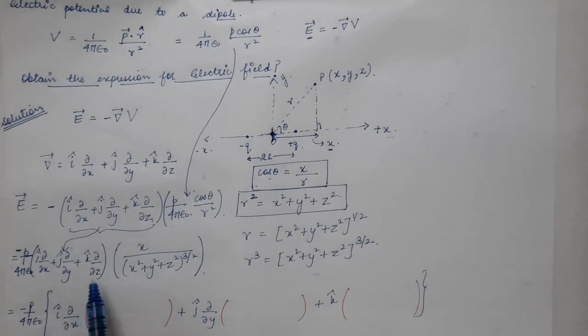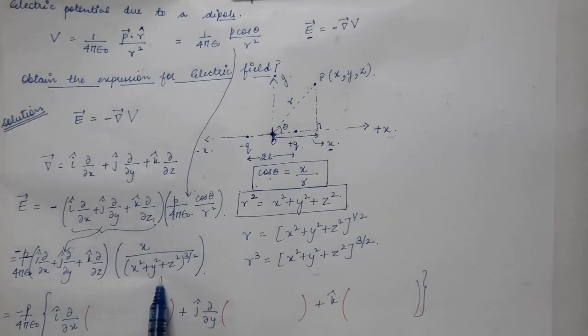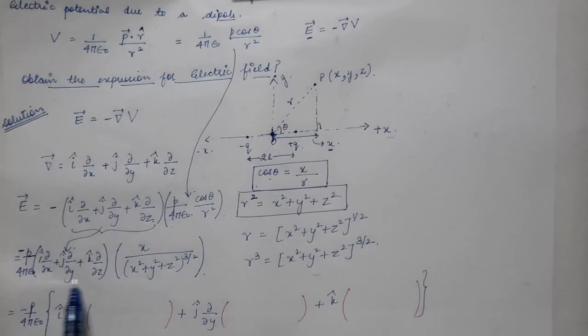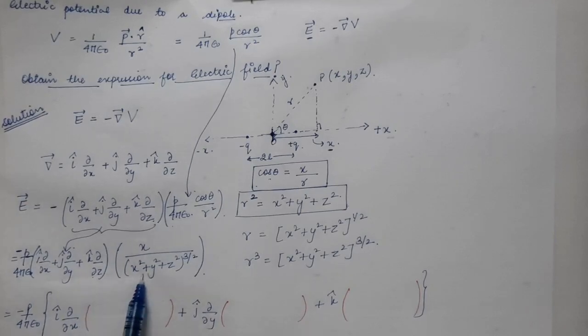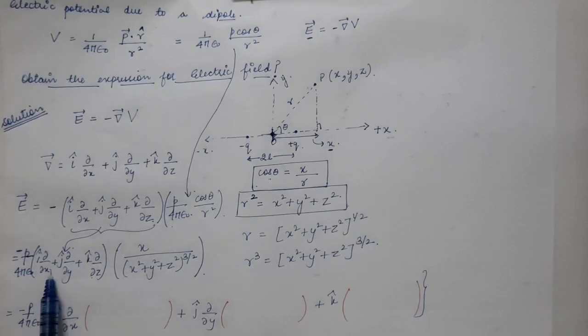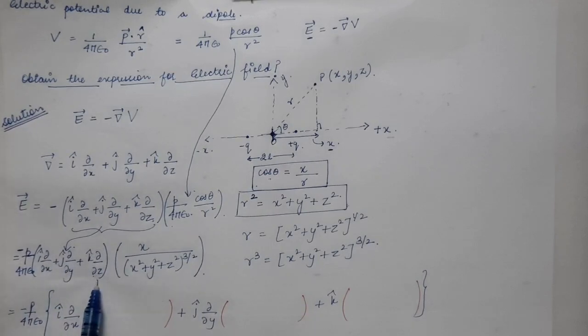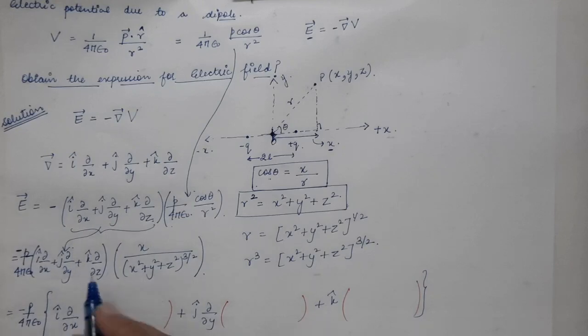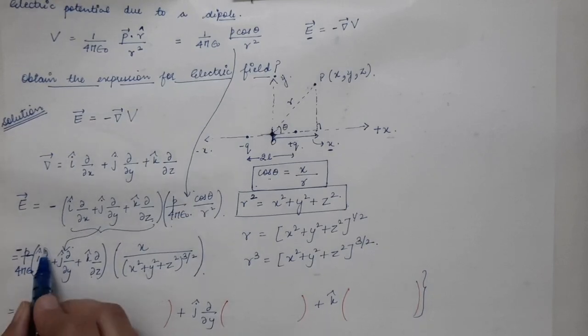Now we will evaluate this operator. That is, now we will operate this del operator on this scalar function. So we will get three components. In the del operator we have three components, that is del by del x, del by del y and del by del z. So now we will operate each and every operator individually.